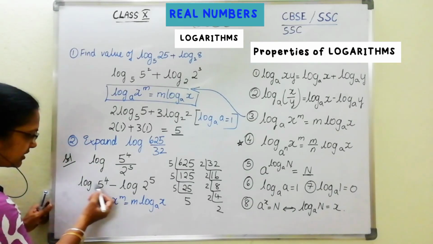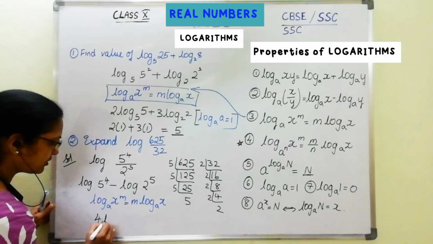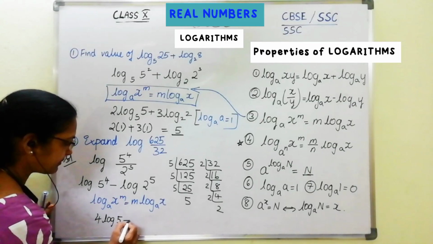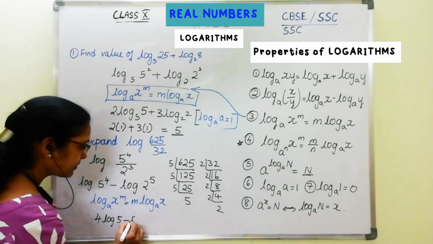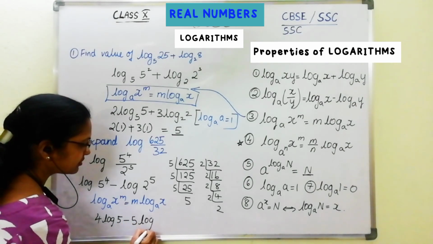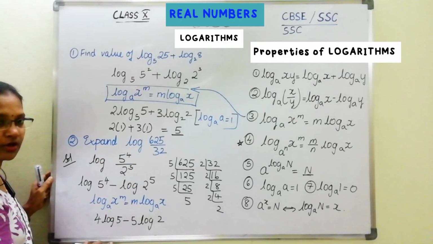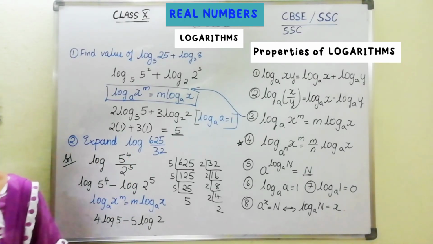Now you are going to write it as 4 log 5, minus is there, write minus, 5 log 2. This is called the expanded form of the given log. Let us move on to the next question.